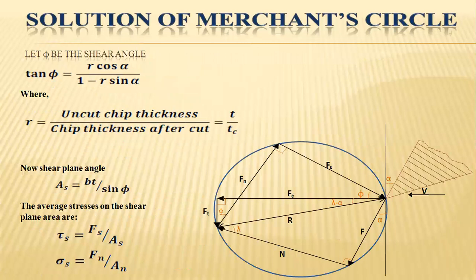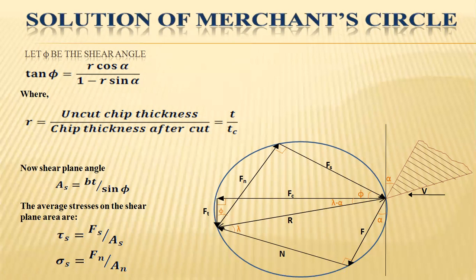And under shearing conditions, tan phi leads to the uncut chip thickness relative to the chip thickness after cutting. That is, under uncut conditions we have the thickness t, and after cutting there is a variation in the thickness, with its measurement decreasing.